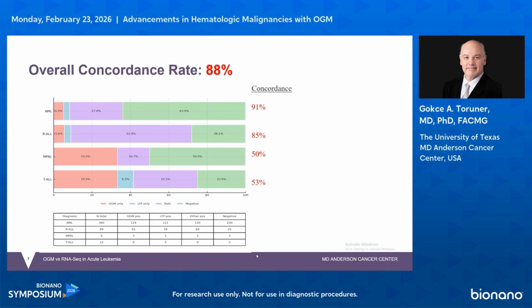So our overall concordance rate was 88%. But it shows differences across malignancies. For example, the concordance rate for AML was 91%, whereas for TALL it was 53%. What you are looking at in this figure is that the green ones are negative by both OGM and Archer RNA sequencing. The purple ones are the concordant findings, both with OGM and Archer. Red is OGM only, and aqua is Archer only.